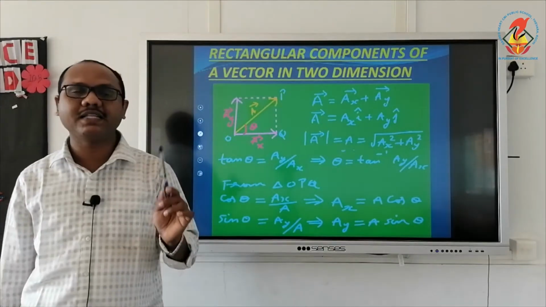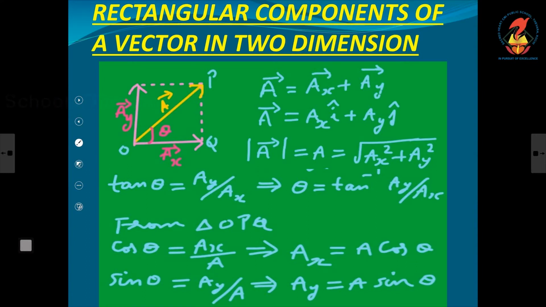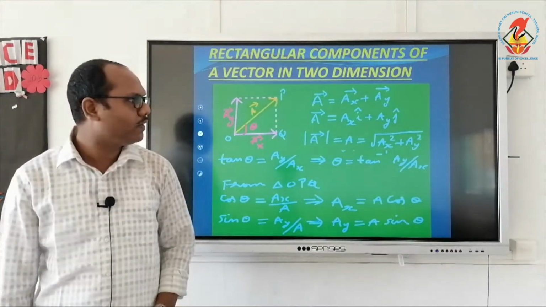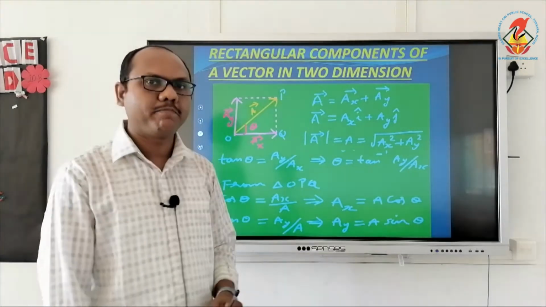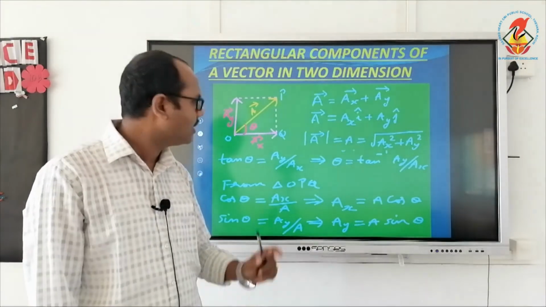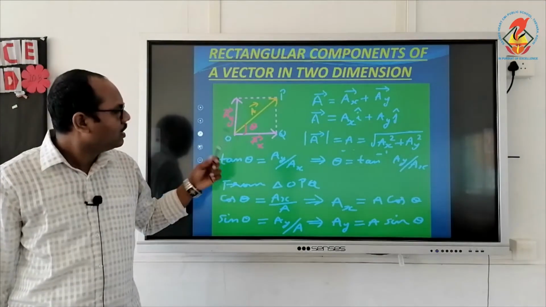Similarly, how will I find the direction if two vectors are perpendicular? Tan theta is equal to Ay by Ax. So from there, theta is equal to tan inverse of Ay by Ax. So using these two equations, you are able to find the magnitude of the resultant and the direction of the resultant. Now, a very important point.